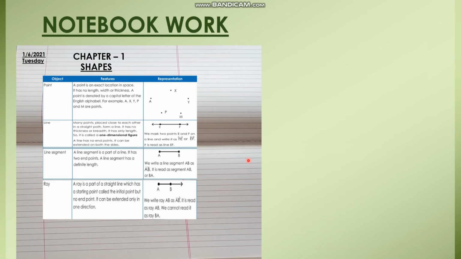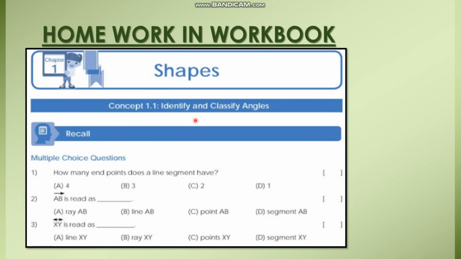Now we are moving to some notebook work. So this is your notebook work. You can write about point, line segment and ray. Don't forget to draw all of this. Okay, children. Now I'm going to give you some homework in the workbook. Look, these questions you can answer in your workbook itself. So everyone do this.